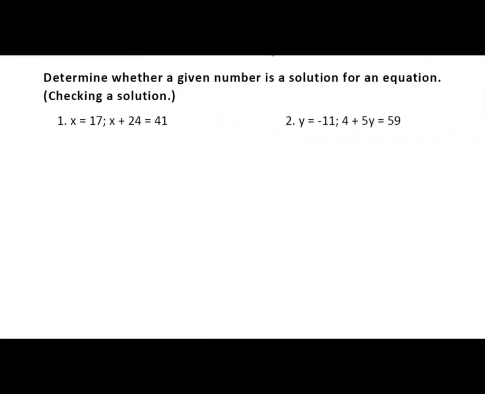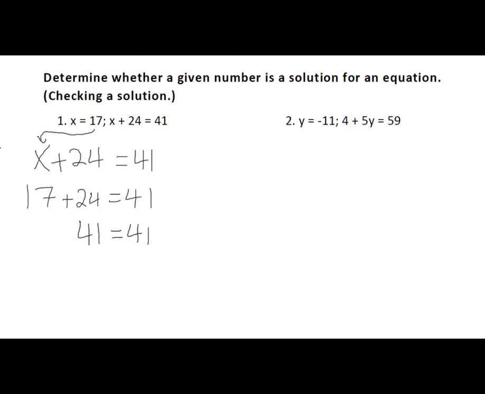All right, so here we have a problem given to us as x equals 17, where x plus 24 equals 41. So we're trying to determine if this x here is a solution to the equation that is given here. I like to start out by looking at x plus 24 equals 41. Now what we want to do is take this x and plug it in right there. So now I have 17 plus 24 equals 41. And then I'm going to add this together. 24 plus 10 is 34, plus 7 is 41.